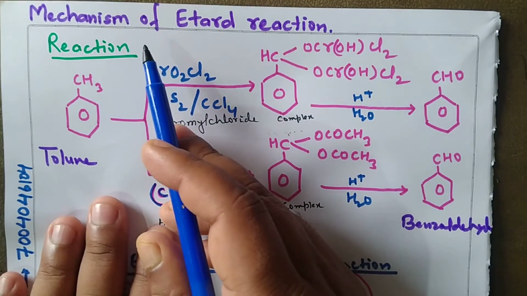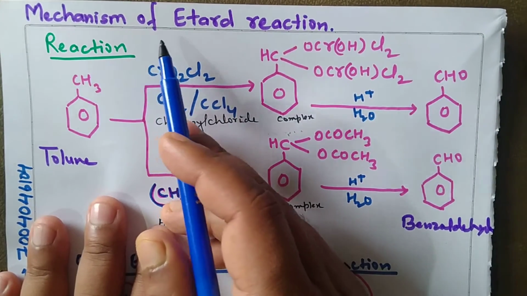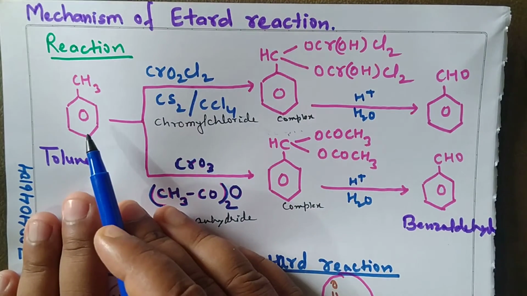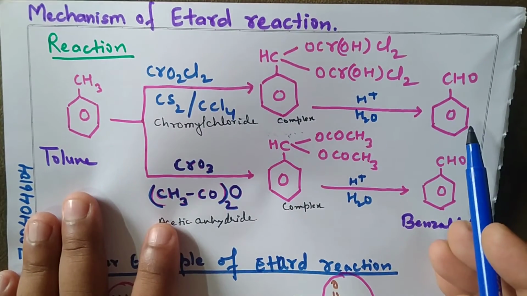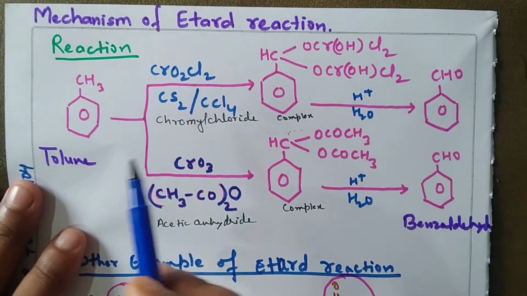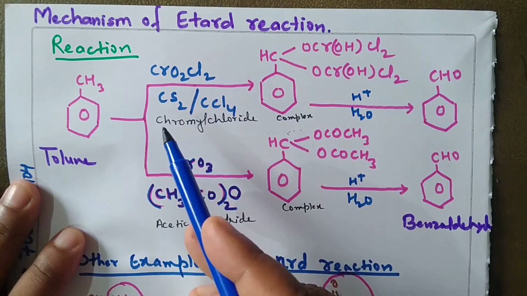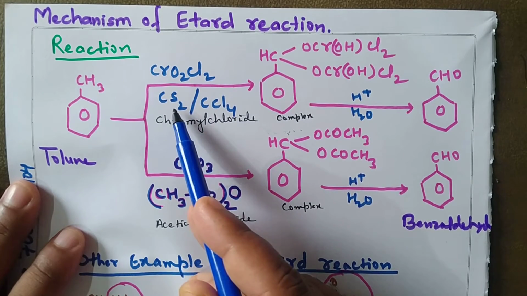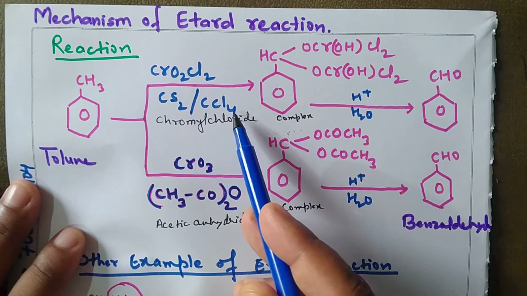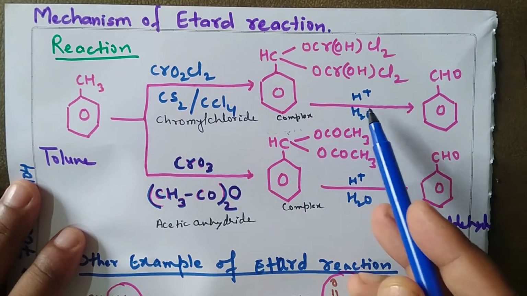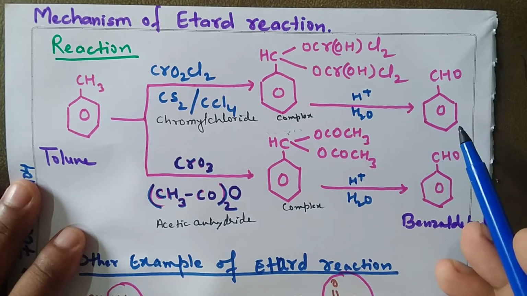Dear students, today I am going to discuss the mechanism of Etard reaction. In this reaction, toluene is converted into benzaldehyde. Toluene first reacts with chromyl chloride in the presence of carbon disulfide or carbon tetrachloride to form a complex, which on acidic hydrolysis gives benzaldehyde.